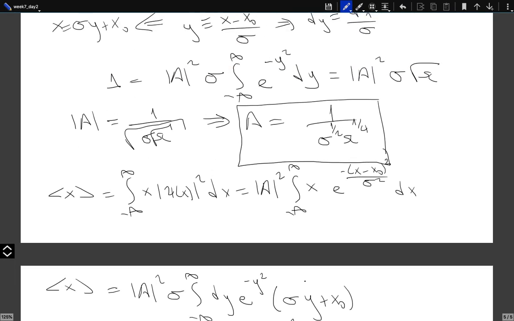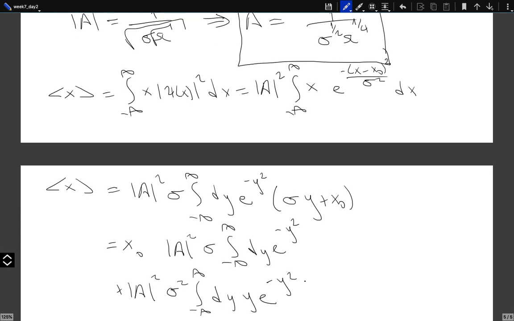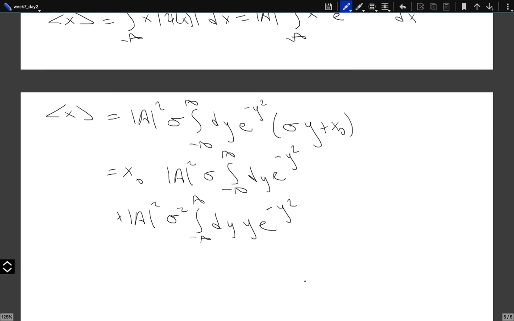The first line. Now you see, the first line is a squared sigma times that integral, which should be 1. A squared sigma times this integral. Well, that's how we define the A. A was chosen to make this combination equal to 1. So the average of x is x0 plus, what is this integral?